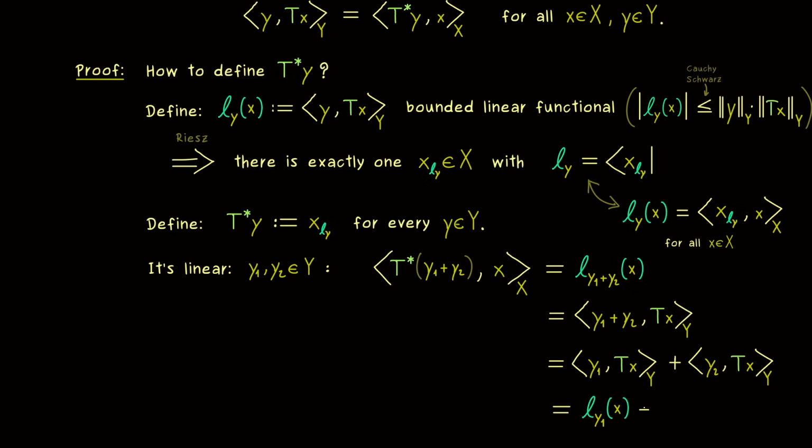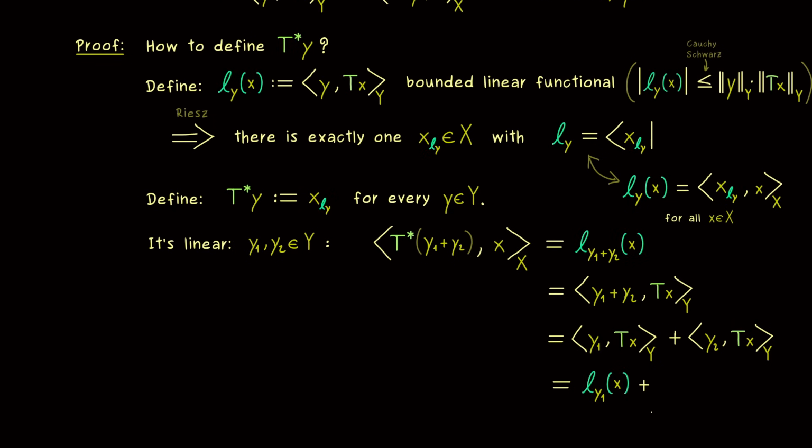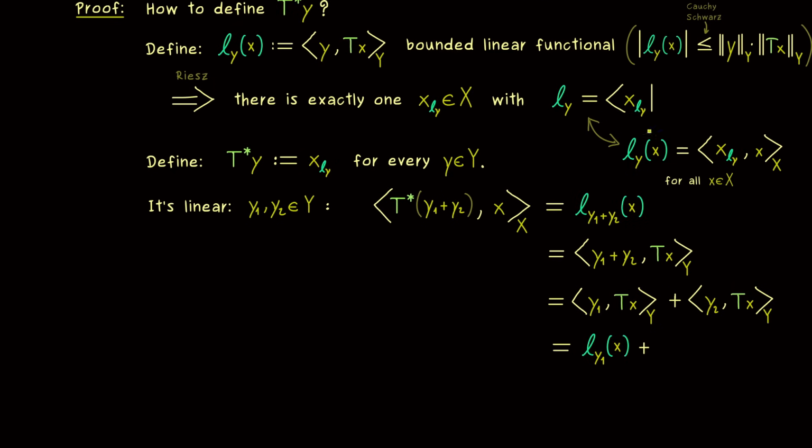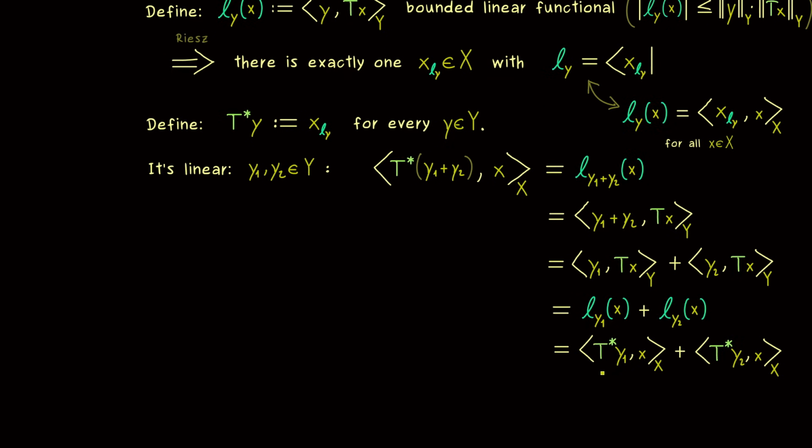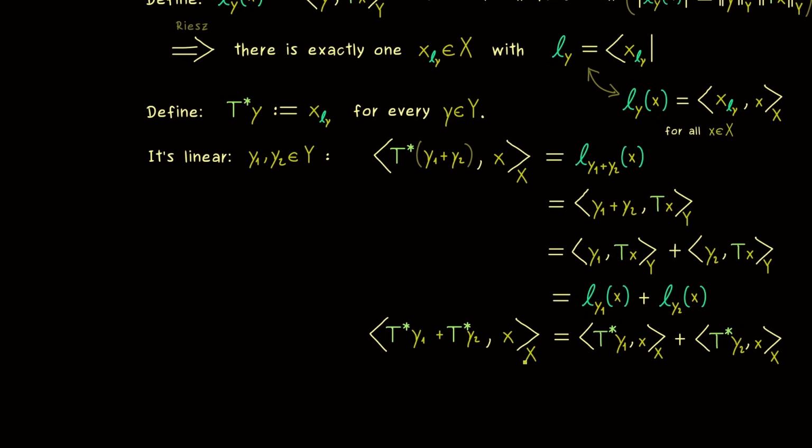So just the addition of two linear functionals, but there we also already know that this is exactly the definition of T star y. In other words, now we can write it as two inner products in X again. And of course, this helps us a lot because we can use the linearity of the inner product in X again. So we only have one inner product, and there we have the sum of the two images. So this is almost what we want to have, because now if you compare it to the original form, we have pulled out the addition.